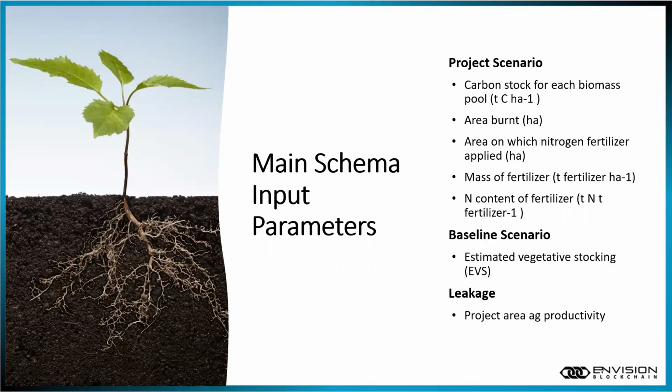So the main schema input parameters for the project scenario: carbon stock for each biomass pool, the area burnt, the area on which fertilizer was applied, the mass of the fertilizer, and the N content of the fertilizer. For the baseline scenario, the main inputs are estimated vegetative stocking, and for leakage it is the project area agricultural productivity.